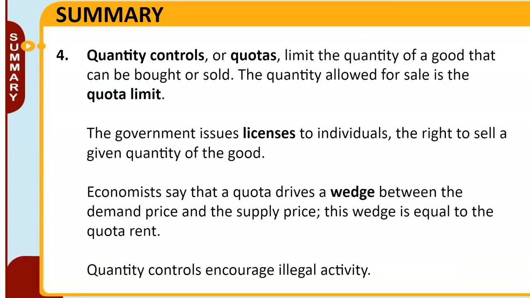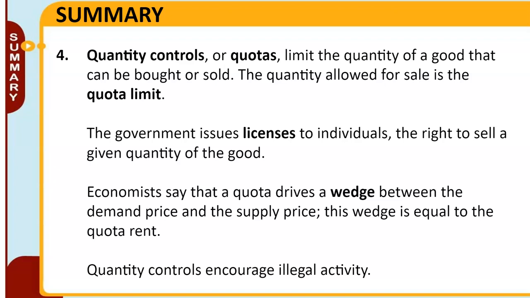And then the last one is the quantity controls or the quotas that we have in place here. Those quota limits, licenses to taxi cabs, for instance, being an example. And that creates the wedge, the quota rent that then goes to the producers. And again, when that quota rent box becomes an excise tax, that money would go to the government. That quota rent would go to the government rather than going to the producer.